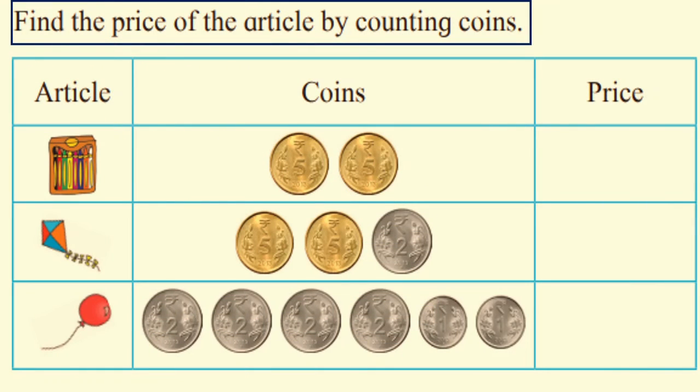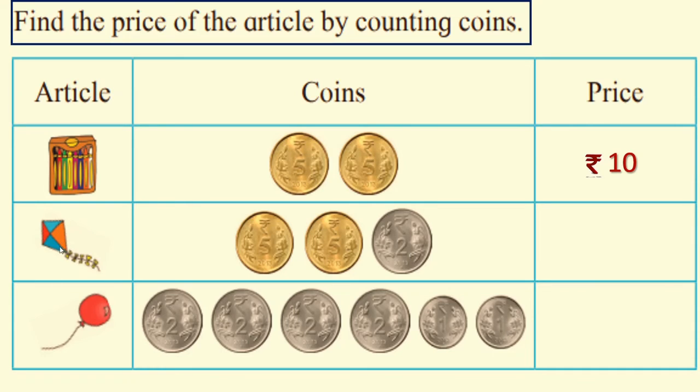Now here, find the price of the article by counting coins. See, dear children, this is the article. You can see here the crayons, right? Box is there filled with crayons. And what is the coins here? Means the value. 2 coins of 5 rupees we can see. So the price of this box is rupees 10.